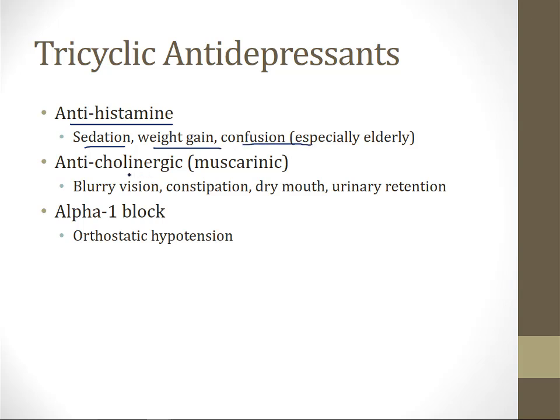By blocking cholinergic or muscarinic receptors, patients can develop blurry vision and constipation. Dry mouth was a big problem. Patients who took these drugs used to be thirsty all the time, and in addition, they could develop urinary retention. And then through alpha-1 blockade, patients who took tricyclics would often have orthostatic hypotension.